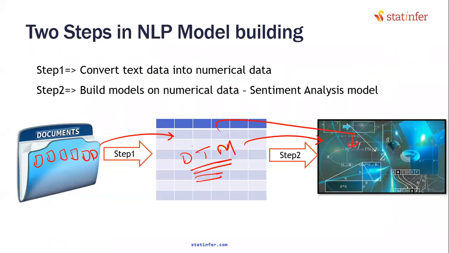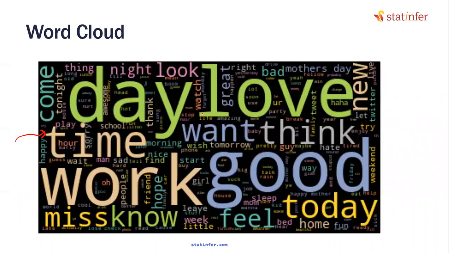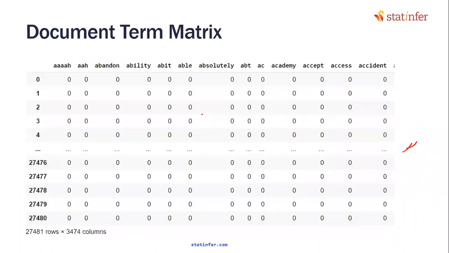Now in this session, from here on, we are going to talk about sentiment analysis. Once again, what is sentiment analysis? Given a tweet, given a document, whether it is a positive tweet or negative tweet is what we are going to get. Twitter sentiment analysis is what we are going to do. This is the final document term matrix that you have.